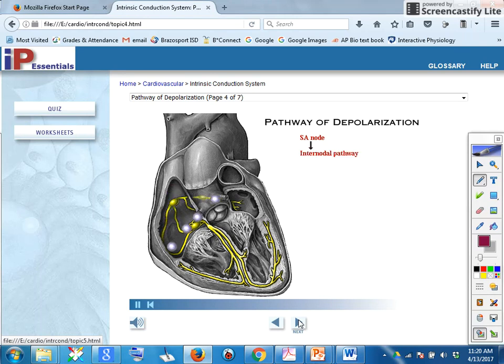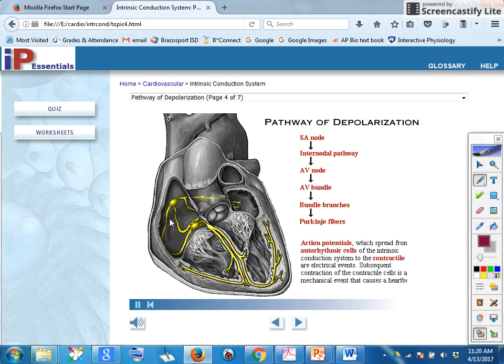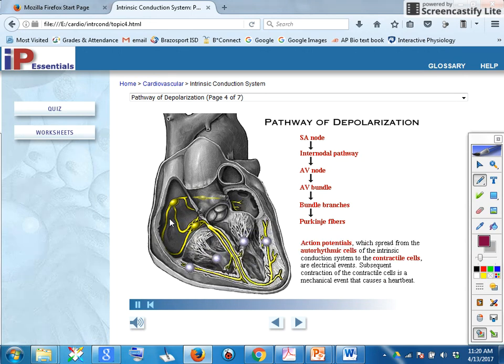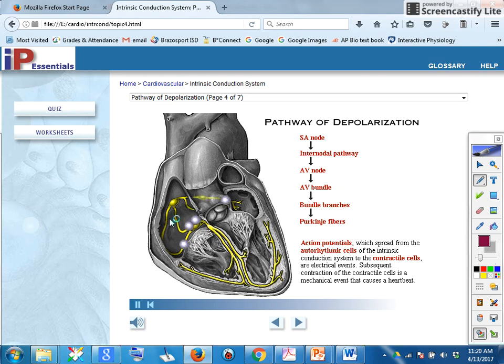The SA node initiates the depolarization impulse, which, in turn, generates an action potential that spreads throughout the atria to the AV node. Here, the impulse is delayed briefly before continuing on to the ventricles through the AV bundle, bundle branches, and Purkinje fibers. Action potentials, which spread from the autorhythmic cells to the contractile cells, are electrical events. The subsequent contraction of the contractile cells is a mechanical event that causes a heartbeat.